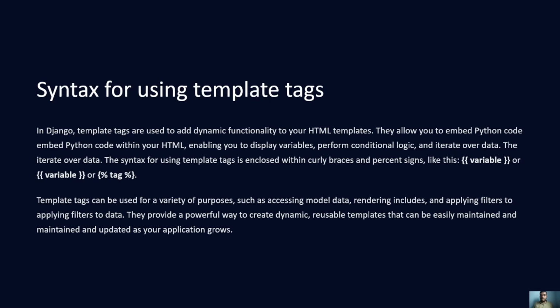Template tags can be used for a variety of purposes, such as accessing model data, rendering includes, and applying filters to data. They provide a powerful way to create dynamic, reusable templates that can be easily maintained and updated as your application grows.